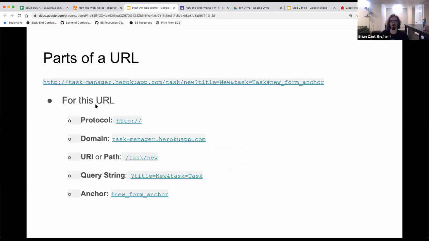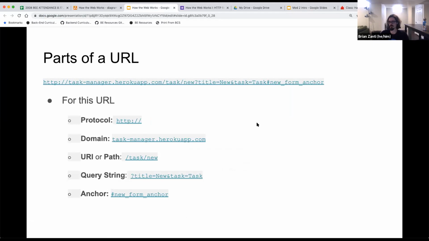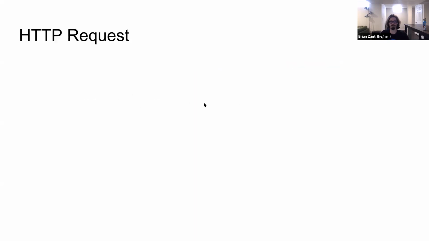What I want you to know is just recognizing that they start with this pound symbol. So these are all parts of the URL. I'd fully expect that you need to go back and review this. We are going to review it tomorrow as well. For now, the most important one I want to point out is your URI or path. Again, that's the slashes immediately following the domain. URI stands for Uniform Resource Identifier.